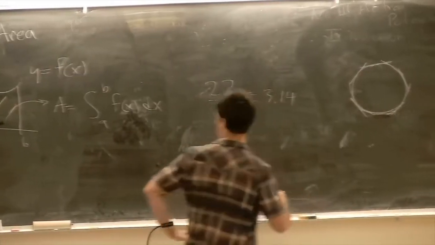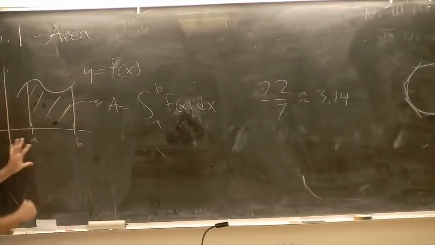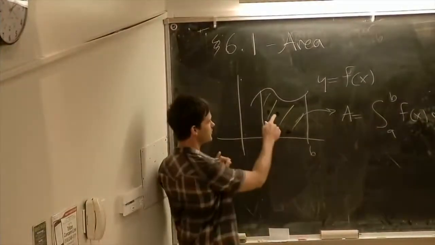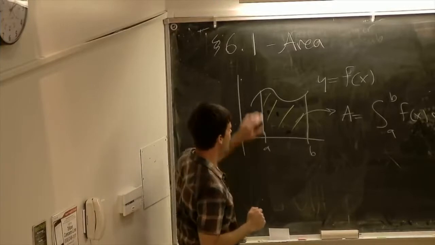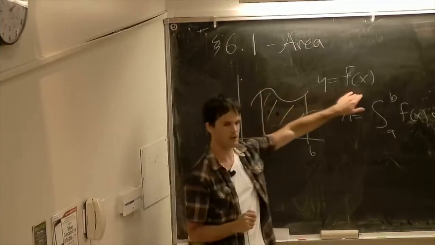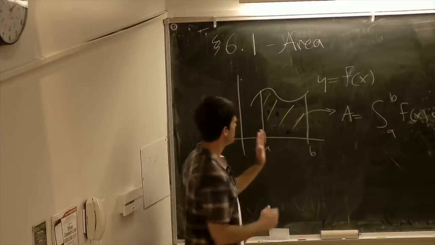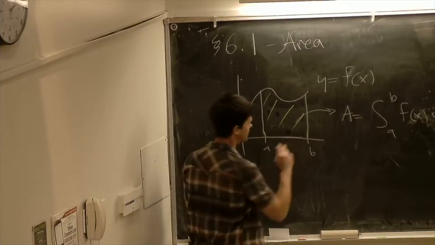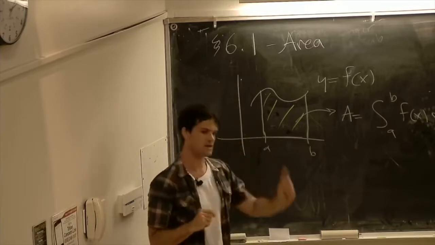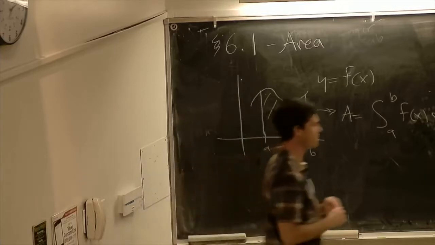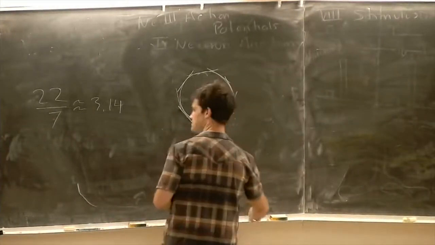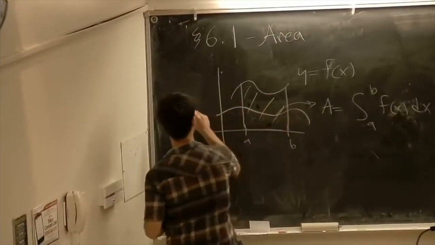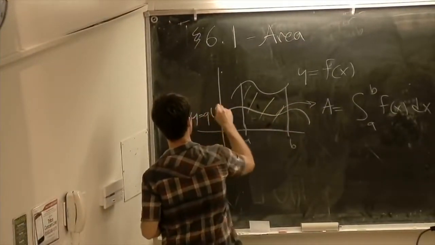So let's go back to this very basic picture, and look at this green shape right here. It has a graph on top, y equals f of x. The two sides are two numbers a and b, and the bottom is the x-axis. So now let's try and take this one step farther. Let's add in another function. How about this guy, y equals g of x?